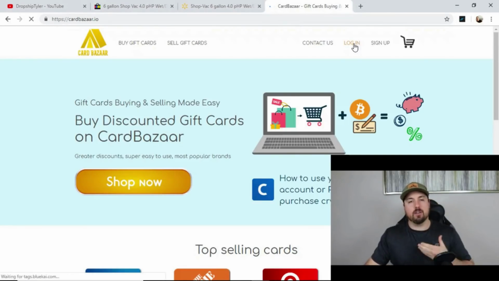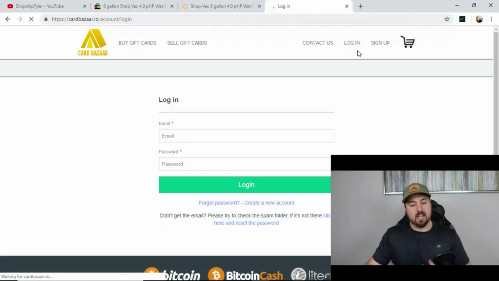Keep in mind also that this is assuming the guy is tax exempt, which obviously he is if he's pricing this way. So now we're going to go on this site called Card Bazaar, which is the site that I actually use to buy my discounted gift cards.